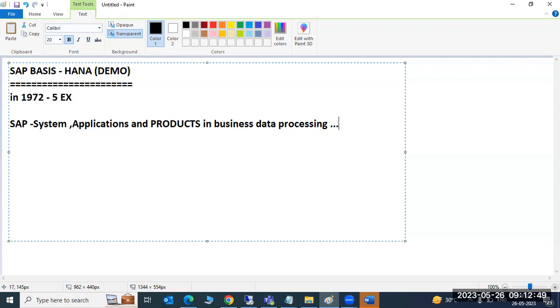In 1972 they were founded. Till date SAP is one of the top players in the market, right? This is just an introduction about what SAP is and everything.